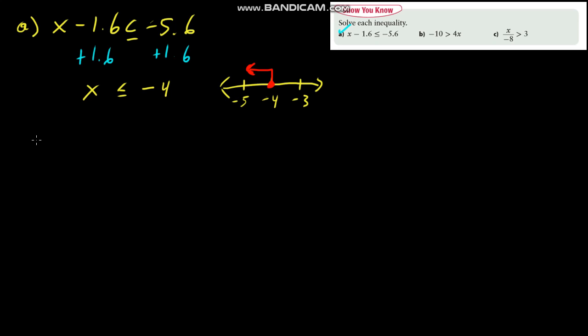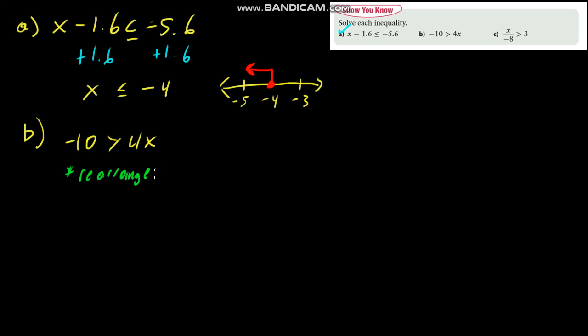Let's move on to B. So B, we have negative 10 is greater than 4x. There's nothing wrong with this question having x on the right-hand side like this. I don't particularly like it, just the way that I think about inequalities. I always like having the variable on the left-hand side. So I'm just going to rearrange this inequality. Don't feel the need to do this, but I'm going to make a note of it.